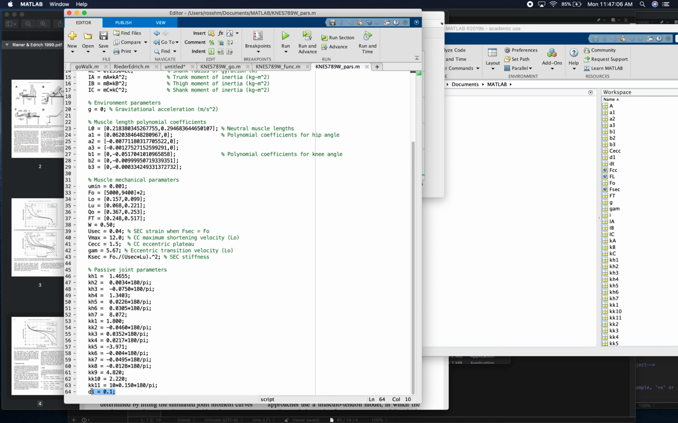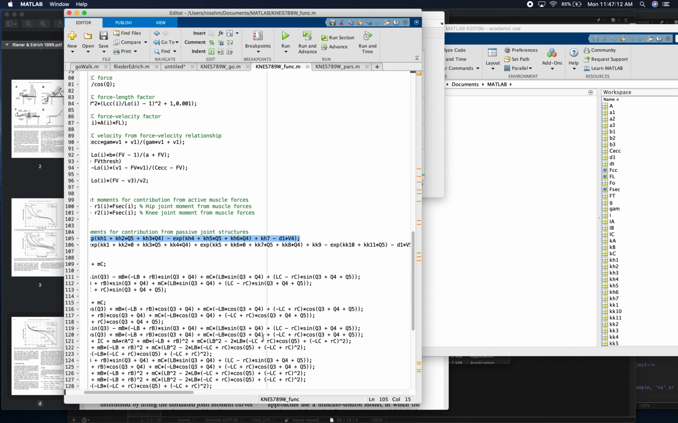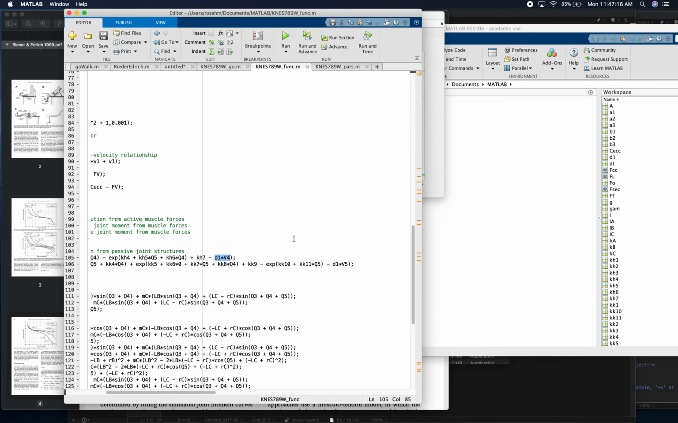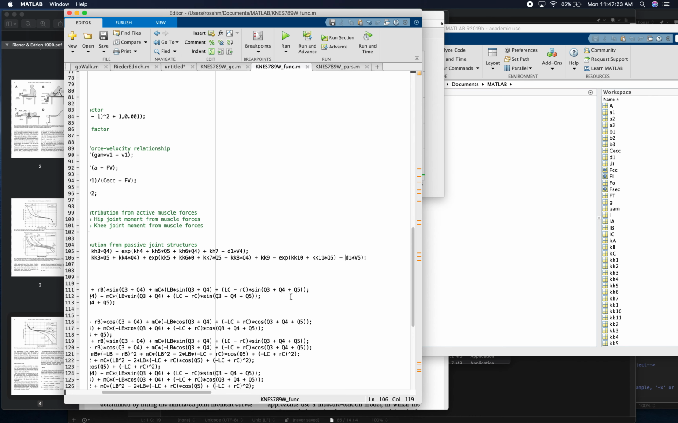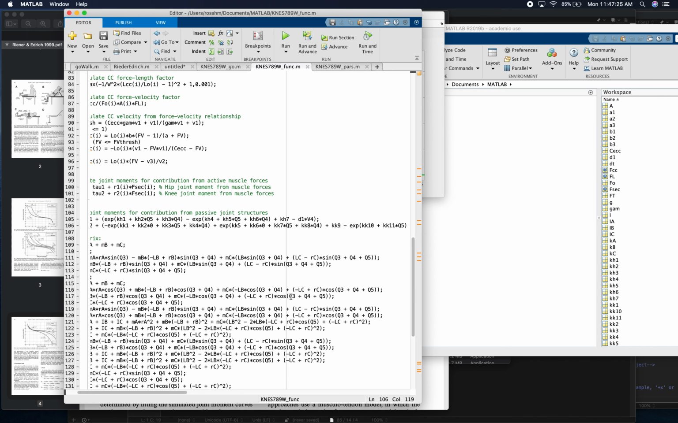Okay. We also added in a damping component there, with a small damping coefficient, that is tacked on to the end here of these passive moment expressions. That's accounting for the fluid content of these structures and the viscous component of passive joint moments there.